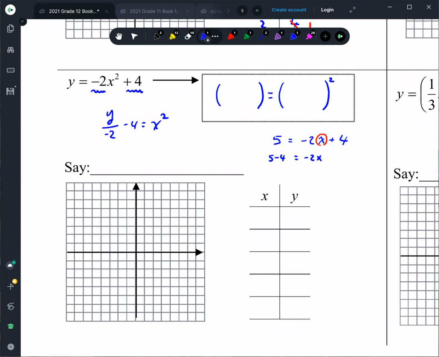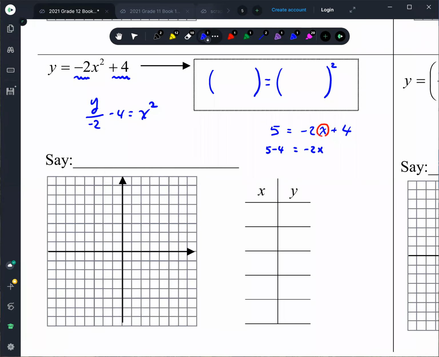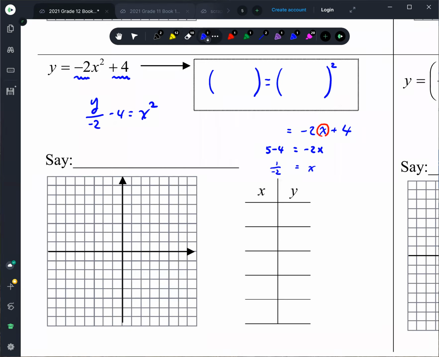Make sense so far? Yep. Okay, and what would you do after that? Divide by -2. Yes, so it becomes 1 divided by -2 equals x. Make sense? Yep. Okay, so we want to do a similar thing like that. So instead of having a 5, what do we have? We have the y, right? Yeah. Instead of having the x, we have the x squared.